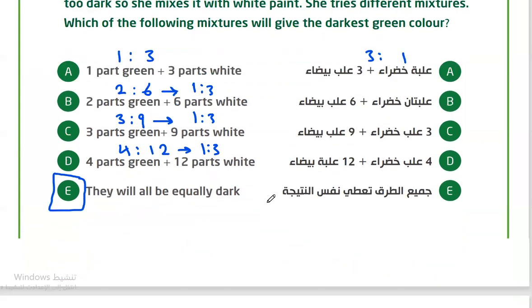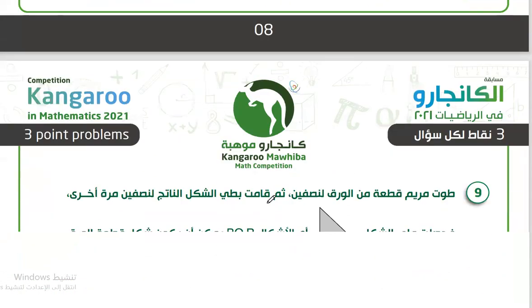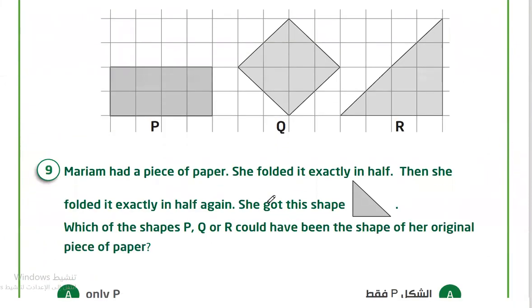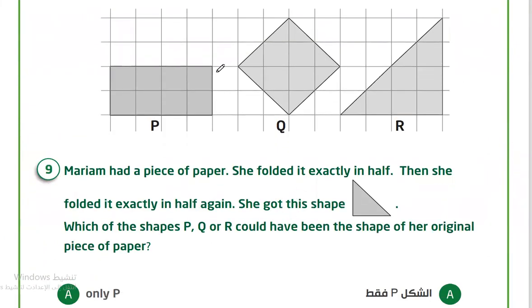Mariam, yes, it's clear. Right, good job. Okay, now number 9. Read the question. Question number 9 says Miriam had a piece of paper. She folded it exactly in half. Then she folded it exactly in half again.